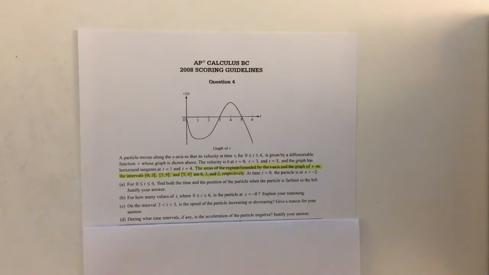So a particle moves along the x-axis so that its velocity at time t for the time in between 0 and 6 is given by a differentiable function v, whose graph is shown above. The velocity is 0 at t equals 0, t equals 3, and t equals 5, and the graph has horizontal tangents at t equals 1 and t equals 4. The areas of the regions bounded by the t-axis and the graph of v on the intervals of 0 to 3, 3 to 5, and 5 to 6 are 8, 3, and 2 respectively. At time t equals 0, the particle is at x equals -2.